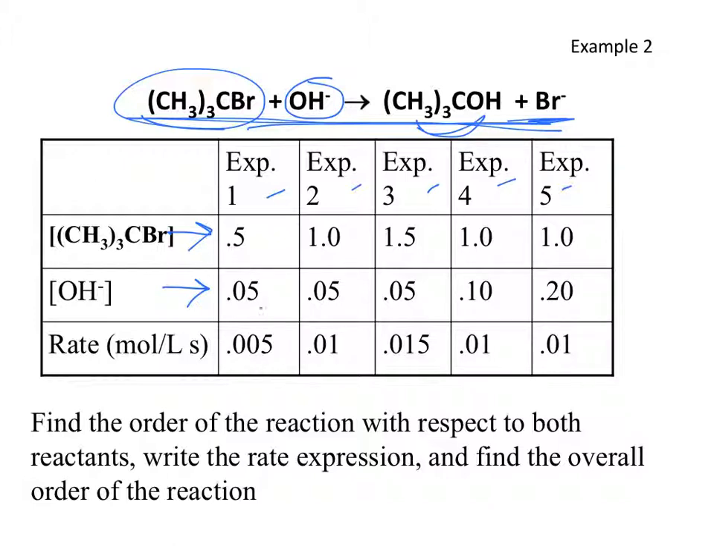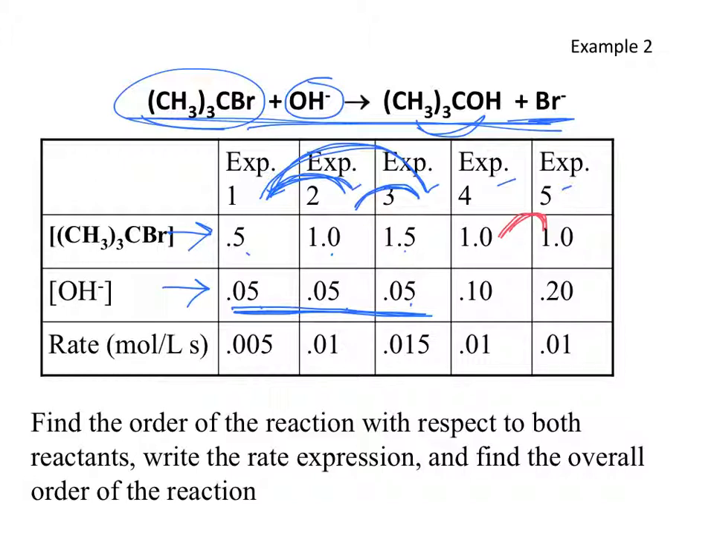Notice in experiment 1, 2, and 3, essentially the concentration of hydroxide does not get changed. The concentration of T-butyl bromide is the one that varies. So hopefully you can see that you can either use experiment 1 and 2, or you can use experiment 1 and 3, or you can even use experiment 2 and 3. Those are the 3 possible combinations to figure out one of the orders, the order with respect to the T-butyl bromide. And if you wanted to figure out the order with respect to the hydroxide, you can, because then you would keep the T-butyl bromide constant.